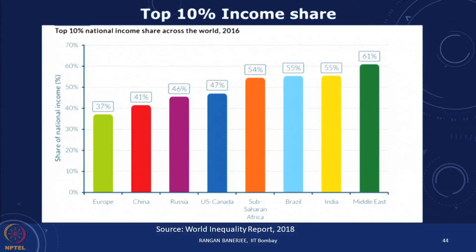we talk about inequality in terms of inequality of income. So for instance, this is from an inequality report. The top 10% of the population, what percentage of the income do they own? You will find that in India, the top 10% accounts for about 55% of the total income of the GNP. And similarly, Europe is relatively less unequal because the top 10% owns about 37%. So this gives you one possible way to look at inequality: see how much the top 10% own in terms of the income.